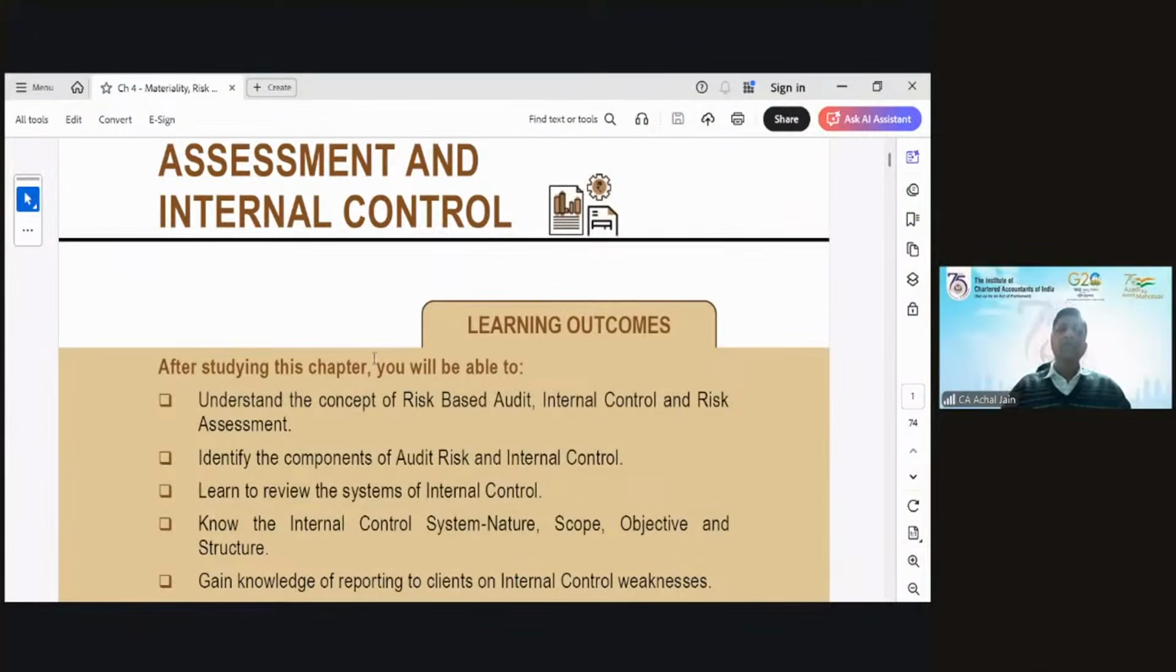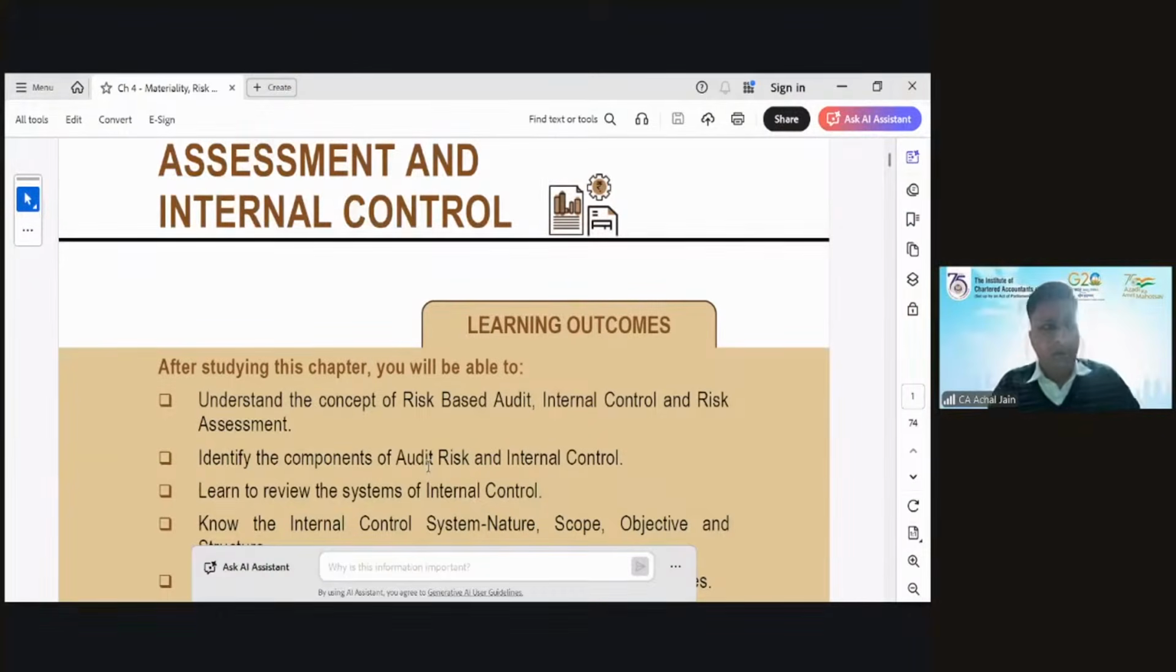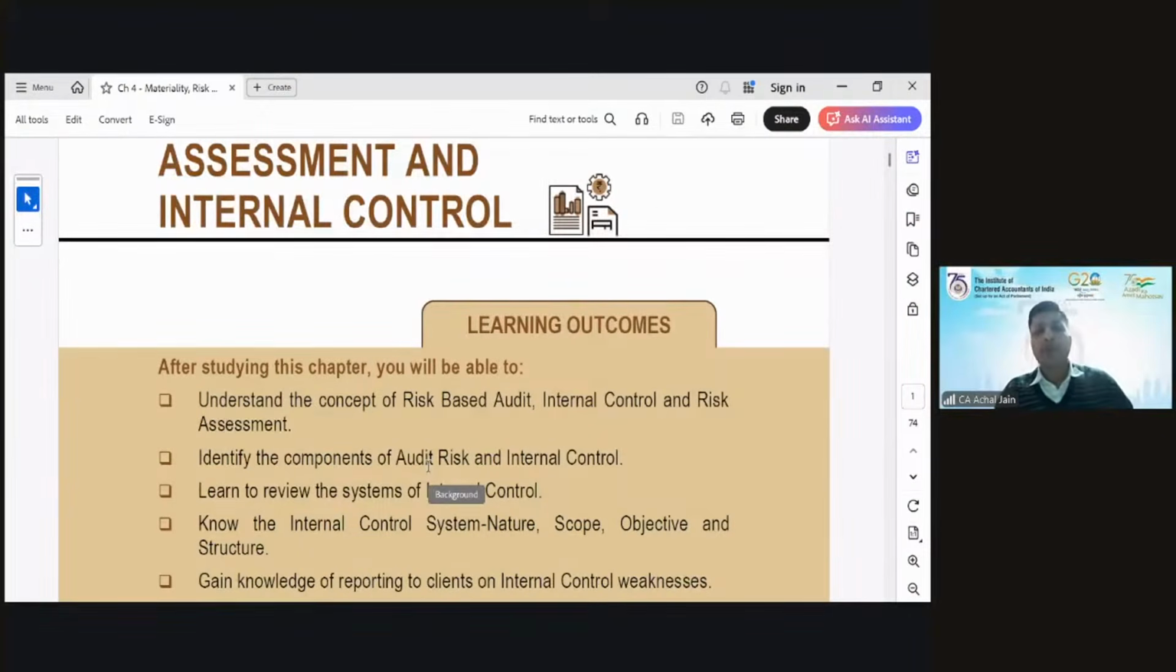So today we are going to start with this new topic on risk assessment and internal control. This again, I would say, is a continuation. Even though it's a new chapter, it's definitely a continuation of the discussion we had in the previous session, wherein we picked up the audit planning.